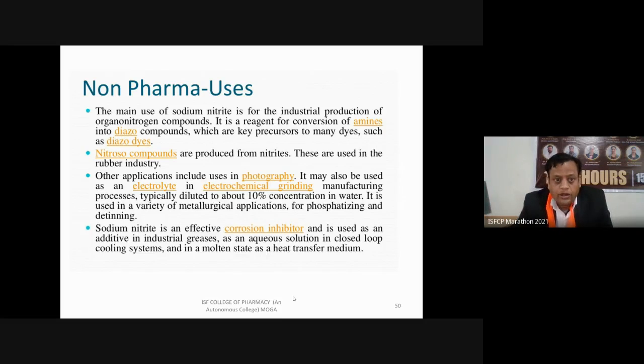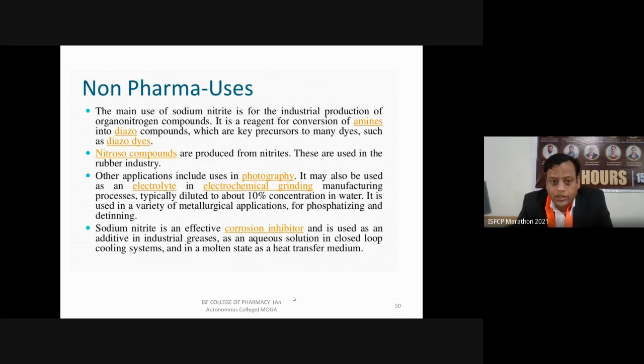Nitroso compounds are produced from nitrites. So nitroso compounds are also produced from nitrites. These are used in the rubber industry. So nitroso compounds are used in the rubber industry. Other applications include photography. So sodium nitrite can also be used in photography. It may also be used as an electrolyte in electrochemical grinding. Okay, so it is used as an electrolyte.